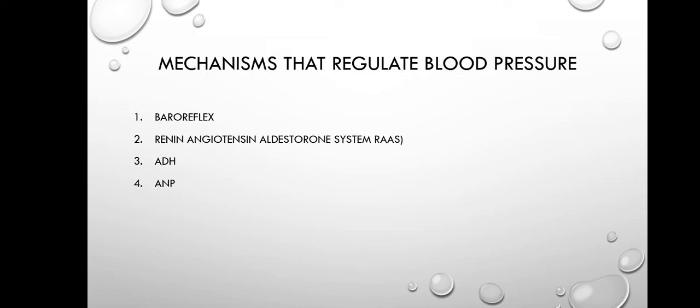Okay, so now we come to the long-term mechanism, and the main long-term mechanism talked about is the renin-angiotensin-aldosterone system. Under the renin-angiotensin-aldosterone system, basically what happens is that when blood pressure drops, blood is flowing through the kidneys.